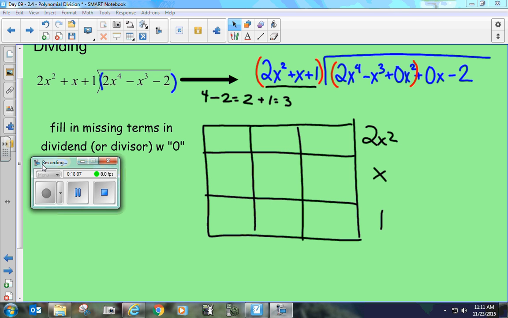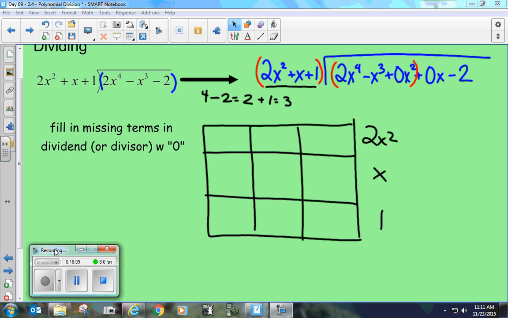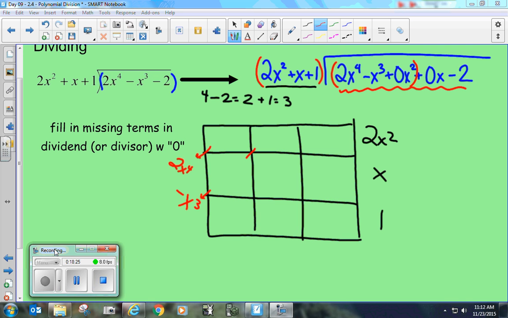Okay. And we know wrapped around the outside is going to be our answer we multiply right here. So this should give me my 2x to the fourth. When I combine these 2, I get negative 1x cubed. When I combine these 3, it should be 0x squared. What should be next? Yeah, 0x's, right? And this should give me what? A minus 2.